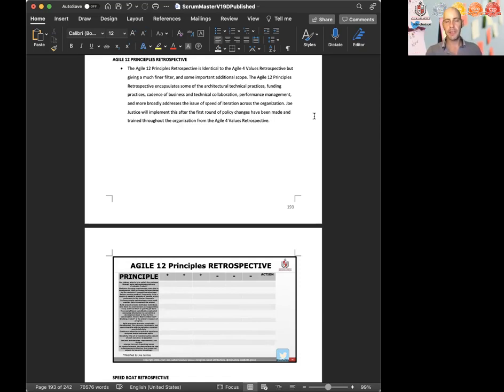Now, in all of these, because I work with hardware companies often, I've removed the word software and replaced it with product or customer visible value. Then the Agile 4 Values and Agile 12 Principles work for every company, every type of business.